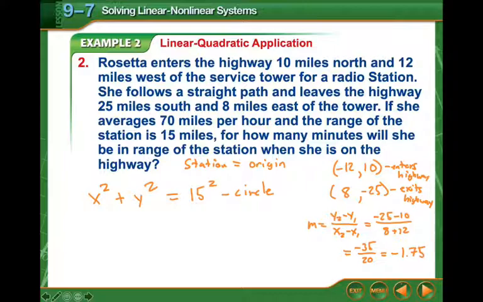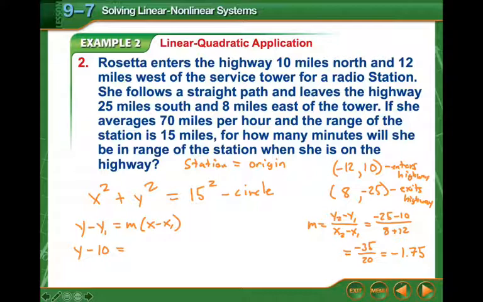Sorry, 1.75. So now we have our slope. We can use point slope to find the equation. So y minus y1 equal to m times x minus x1 is point slope form. Our y1, it doesn't really matter which one, we can use the positive or negative one, or the enters or exits point, but we'll use the enters since that's the point she starts at, right?